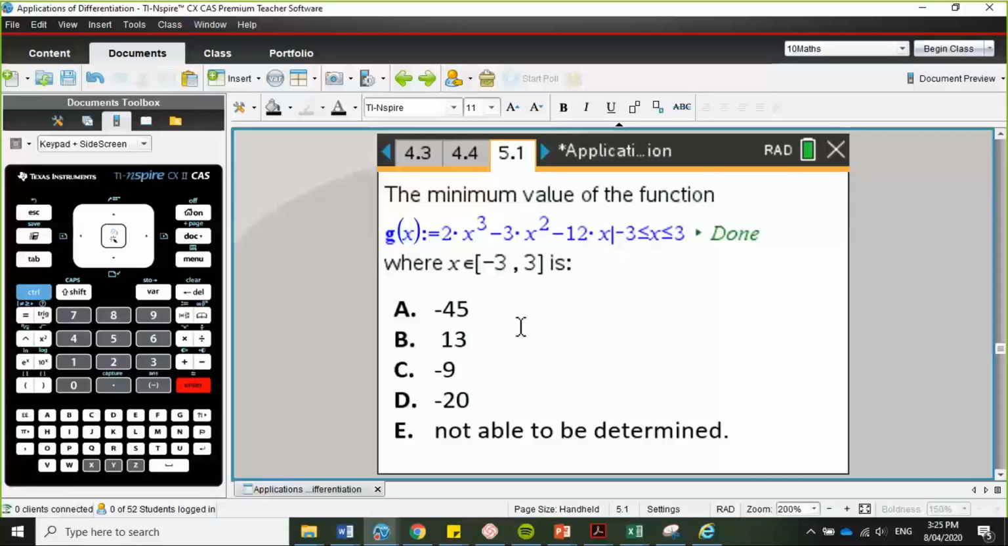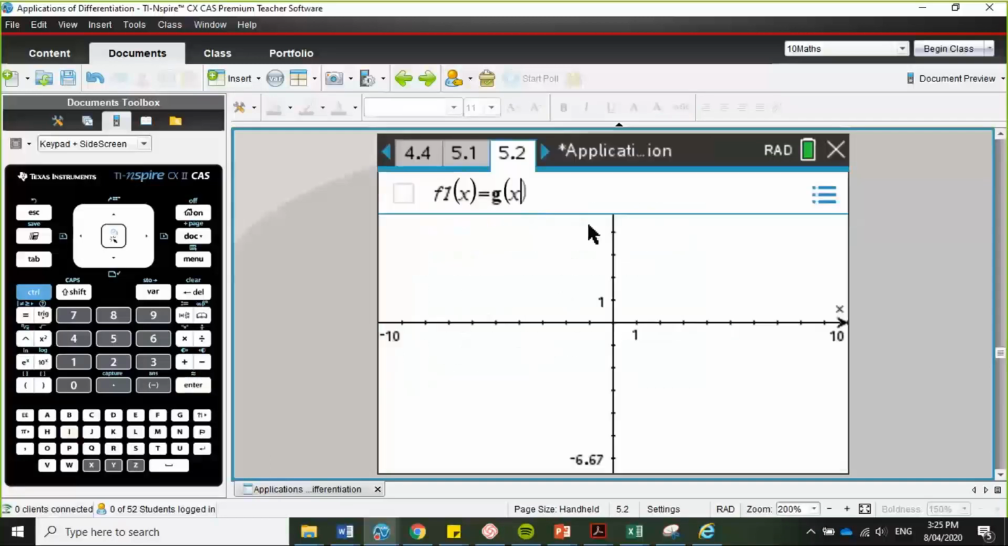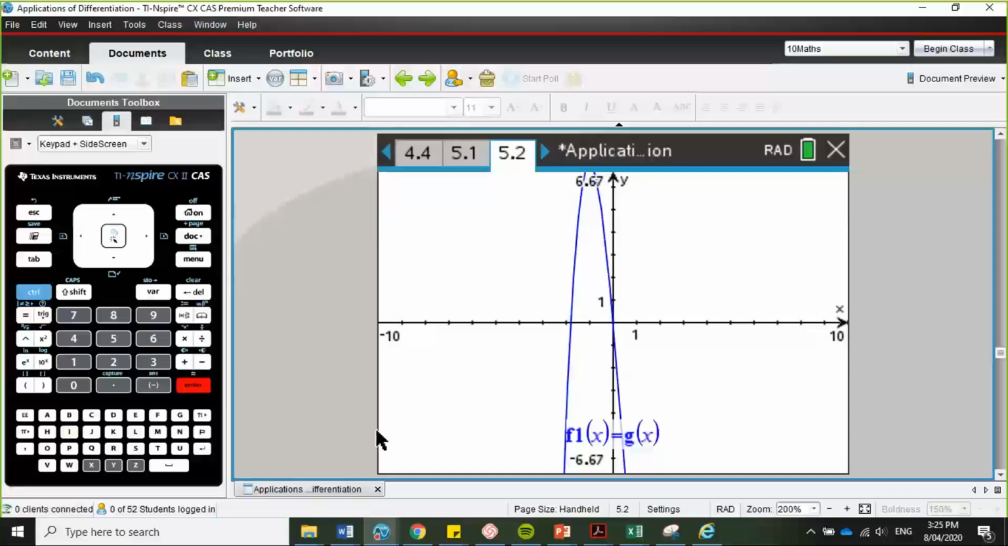I might have a look at my graph, so Control I, and then have a look at g of x, or I could have split my page if I wanted to. Just going to change my scale again.